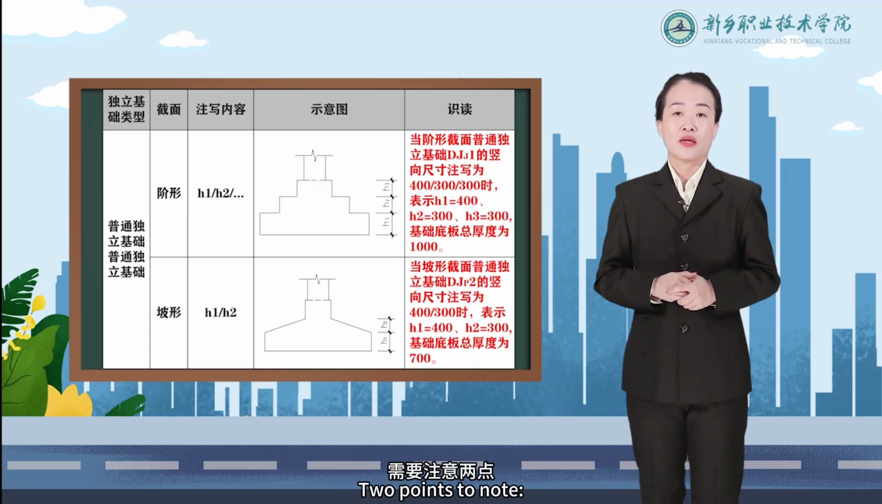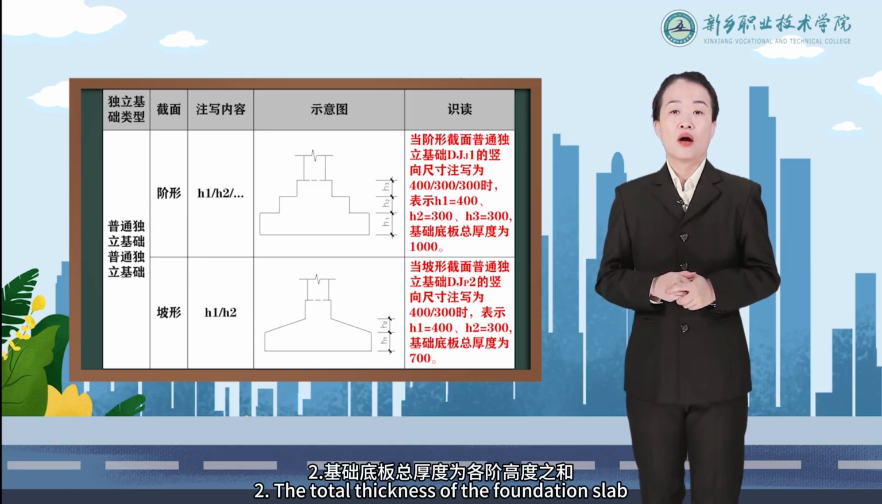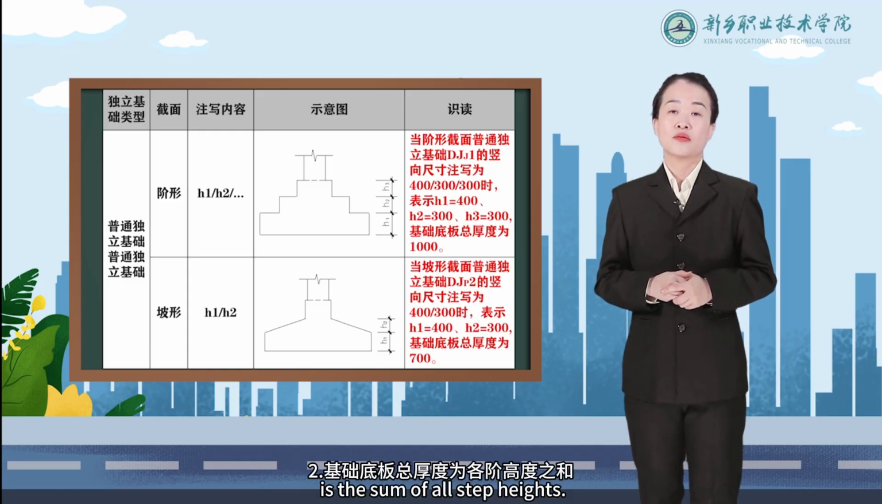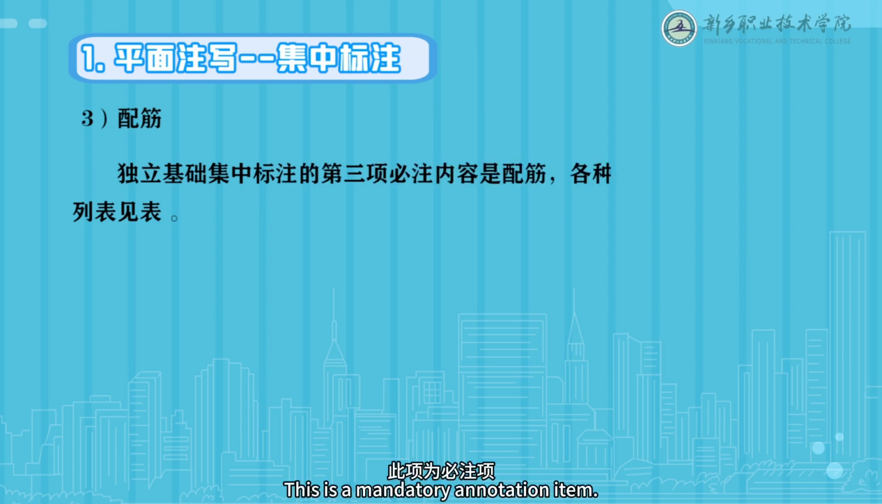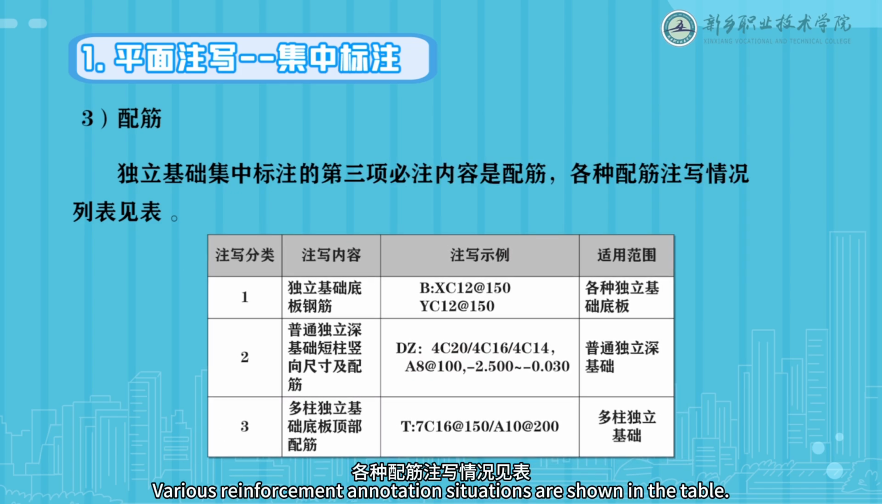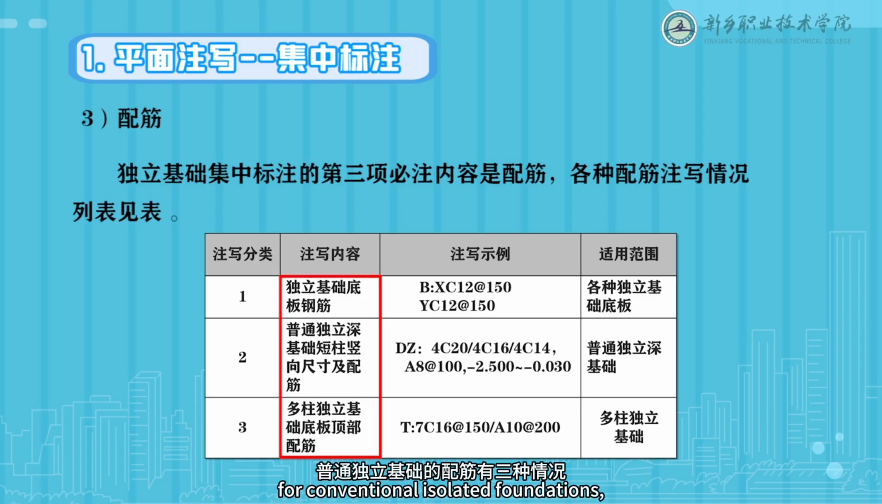2 points to note. 1. All cross-sectional dimensions are measured from bottom to top. 2. The total thickness of the foundation slab is the sum of all step heights. Third, reinforcement. This is a mandatory annotation item. Various reinforcement annotation situations are shown in the table. There are three types of reinforcement for conventional isolated foundations, not necessarily all appearing simultaneously.